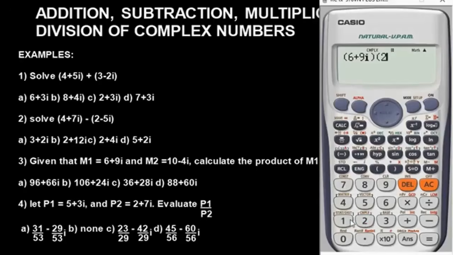So there we have 10 minus 4i, you close the bracket. This is how you present it. Let's press equal to now and see what we get as an answer. 96 plus 66i. So the answer to this question is option A, 96 plus 66i. This is how you can solve the multiplication aspect of it.